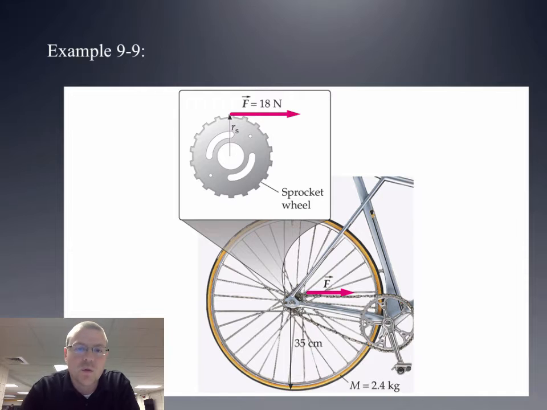Let's try an example for making your bike go forward. Now you push on the pedals and apply a force to the chain. That force is then attached to the sprocket back on your big wheel and provides a force of, it says 18 newtons there, and let's give that radius 7 centimeters. So let's figure out how quickly that wheel starts to spin after a couple pedals.